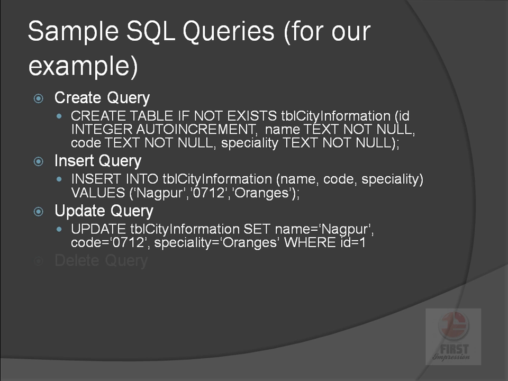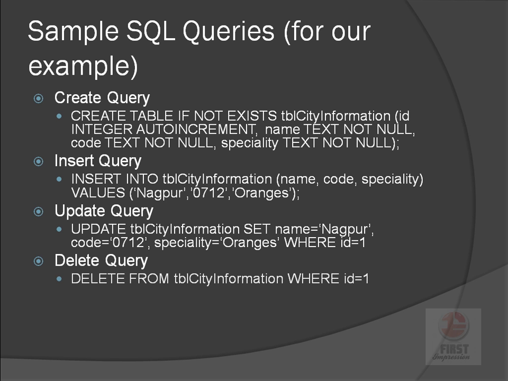Then we have the delete query. That's also very basic. Delete from table where the ID equals to 1. This ID is the unique ID for each row. So each row will have a separate ID.